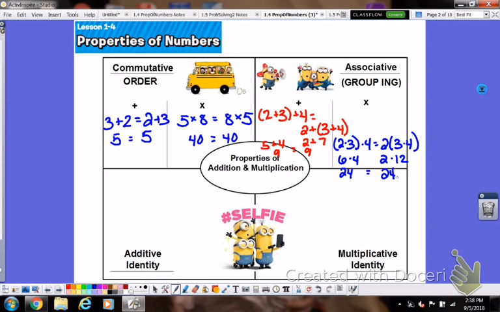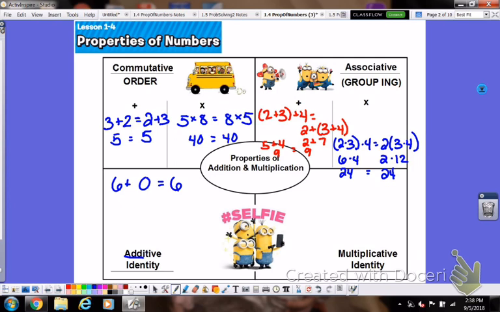Okay, our last property that we're going to talk about in this lesson is the identity. So when you think identity, you think yourself. Who are you? So with our identity property, that means what can I do in order to get the same result at the end? So what can I add to get the same thing? So 6 plus something equals 6. Well, if I add 0 to anything, you end up with the same. So this would be an example of the additive identity. Anytime you see plus 0, that's your additive identity.